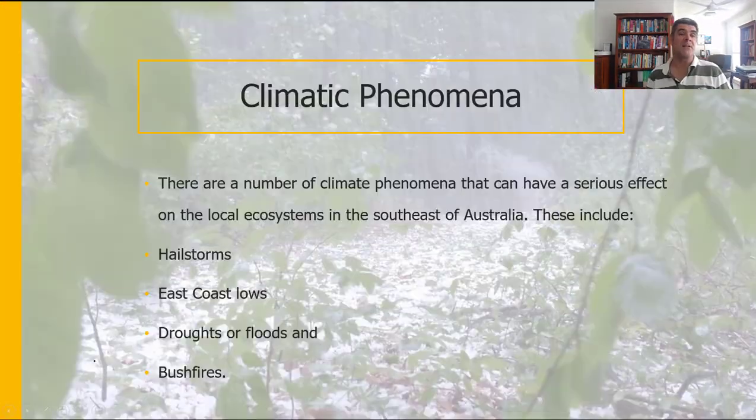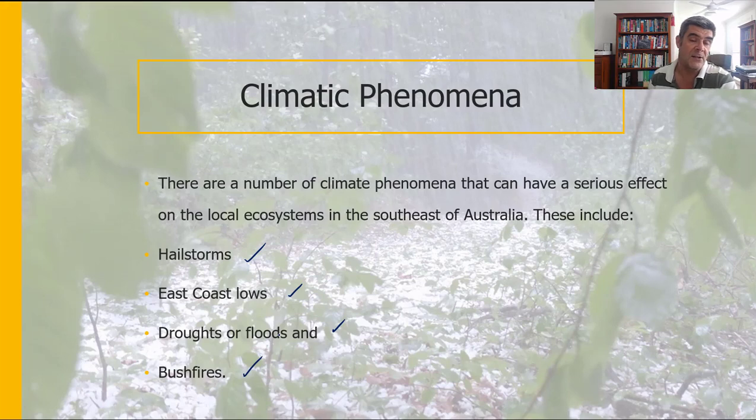So this begins a little series on climatic phenomena that we're going to be looking at over the next series of videos, and they're going to be a number of different types of potential hazards which could of course lead to disasters that we're going to look at in relation to the climate. This is going to include hailstorms, which is the subject of this video, east coast lows, droughts and floods, and bushfires. And we've had some experience with all of these in recent times. So let's have a look at hailstorms.